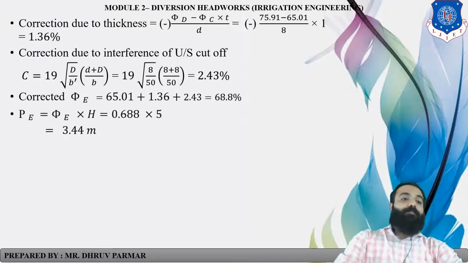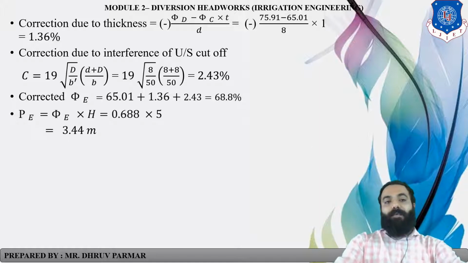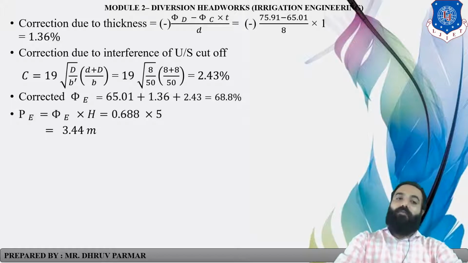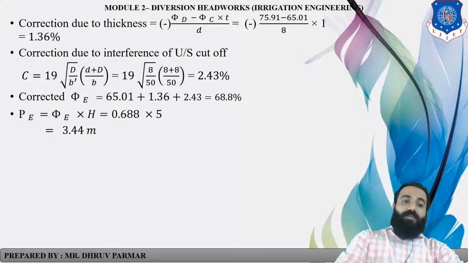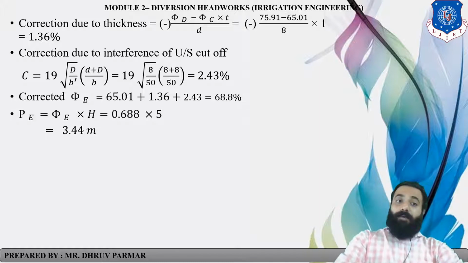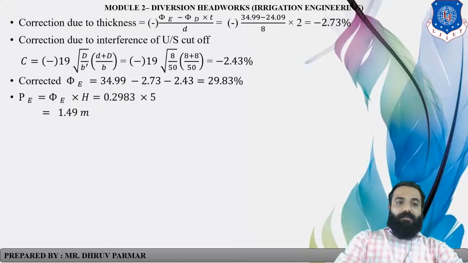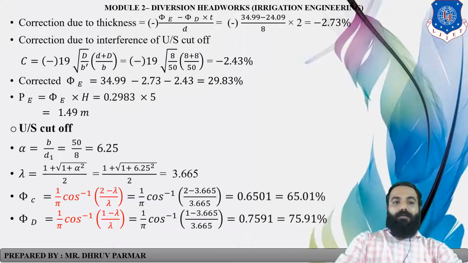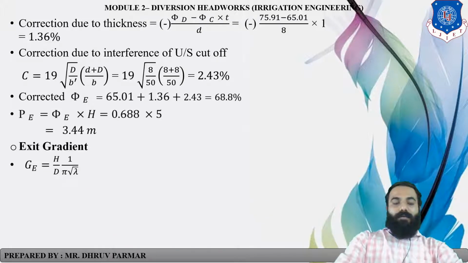The next one, P. How can you calculate P? P equals phi E into H. We get 0.688 into 5, which is 3.44 meter. This is your final answer for the upstream section, or the final answer for uplift pressure at the point, and this is your final answer at the downstream point.